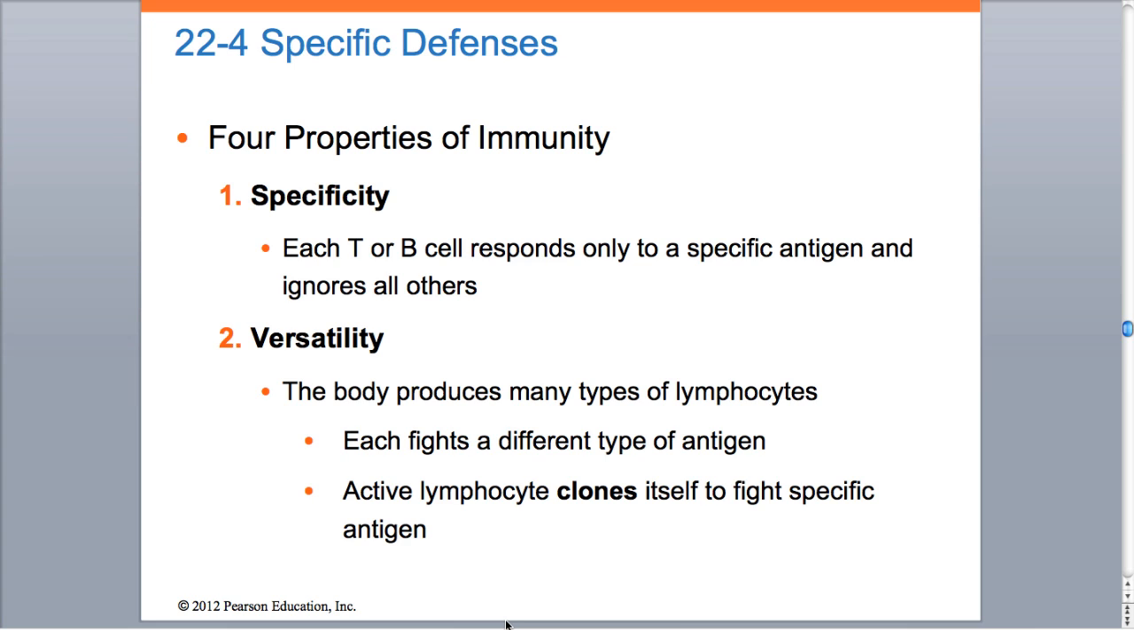Active lymphocytes clone themselves to fight that specific antigen. So you have many, many versions of the same kind of lymphocyte in you, and we call them clones. So clone A is only for antigen A. Clone B is only for antigen B, and so on. So you have a lot of versatility there. So many, many types of lymphocytes for many, many different types of antigens. Okay, so we can make zillions of different possibilities because of that. Next slide.